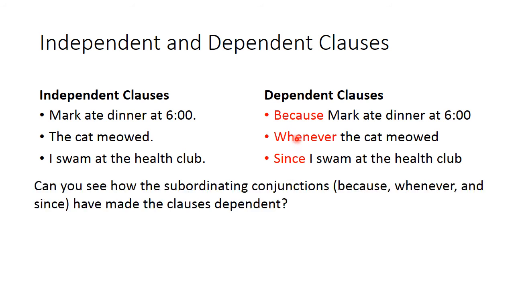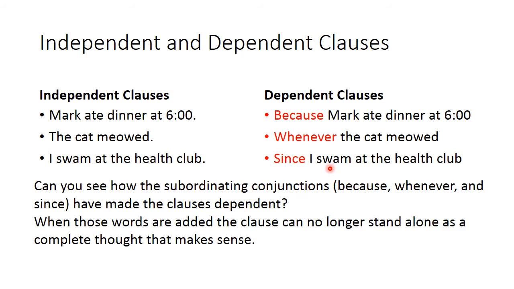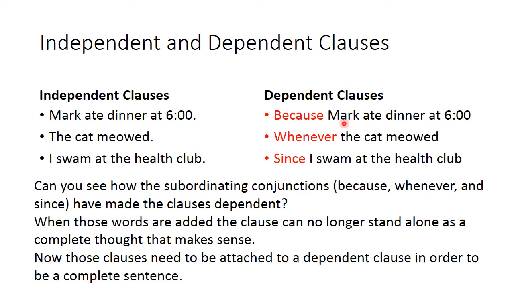Can you see how these words, because, whenever, and since, have made these clauses into dependent clauses? When those words are added, these clauses can no longer stand alone, and they don't make sense as a complete thought by themselves. Now they need to be attached somehow to an independent clause in order to be a sentence.